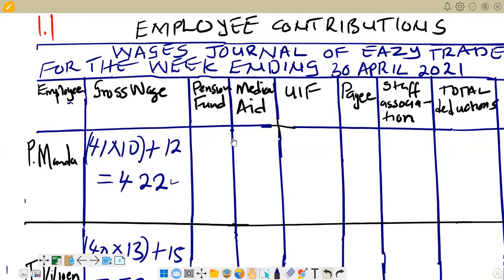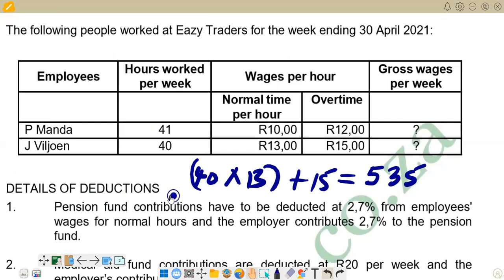So for the next column, we are going to calculate for pension funds. So we go back to the question and see what the question is saying about pension funds. Pension funds, item 1 is saying pension fund contributions have to be deducted at 2.7% from employees' wages for normal hours, and the employer contributes 2.7% to the pension fund. So on that table, we are only concerned about the 2.7% from employees. So we are just going to say the 2.7% times the gross wage for P Manda to get the pension fund contribution for P Manda. We do the same to JV join.